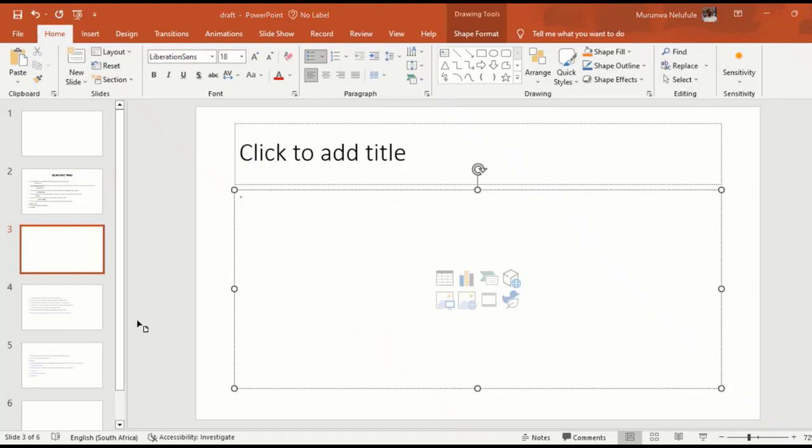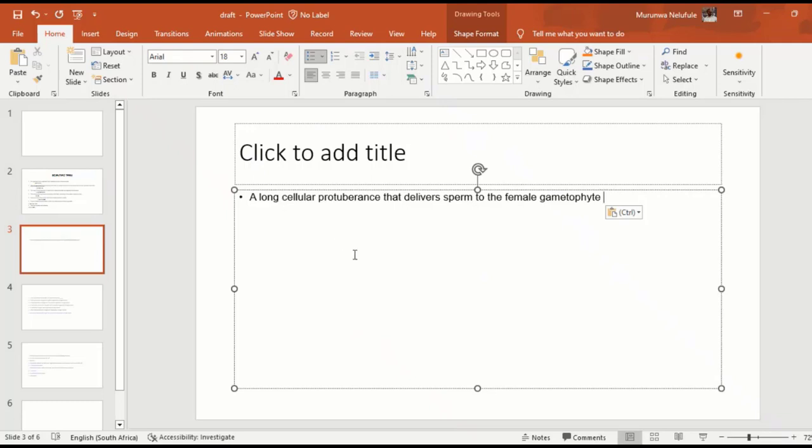This one you want to know. This one I'm sure. Let's see how you're going to get it. A long cellular protuberance that delivers sperm to the female gametophyte. Anyone?